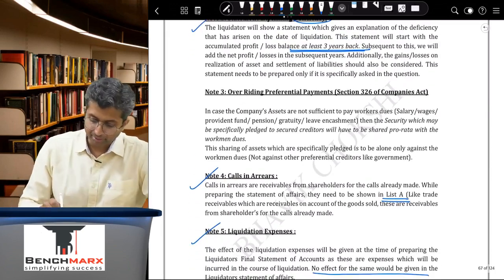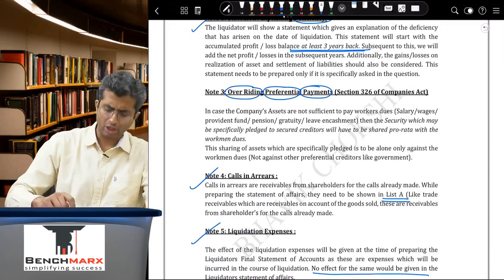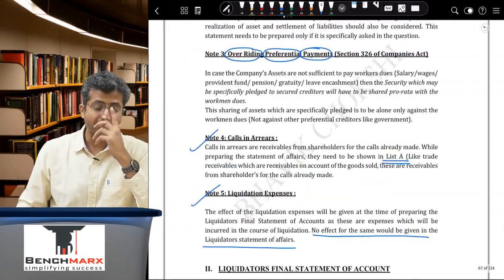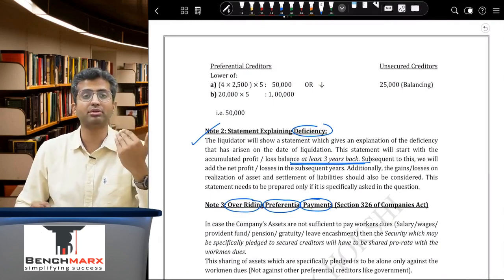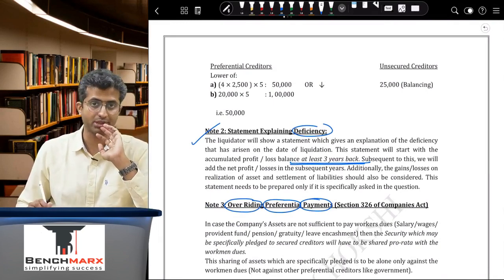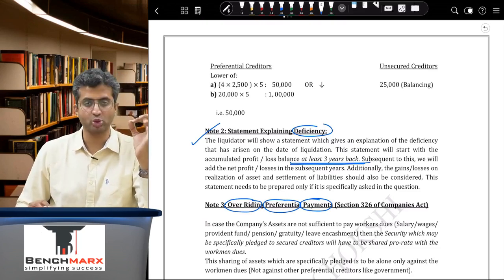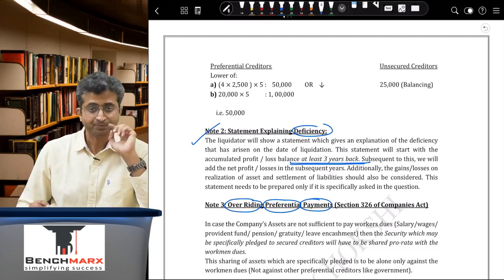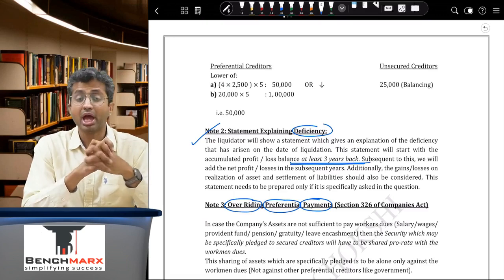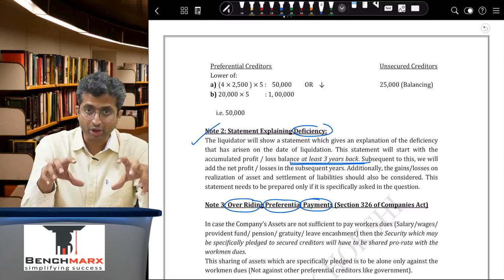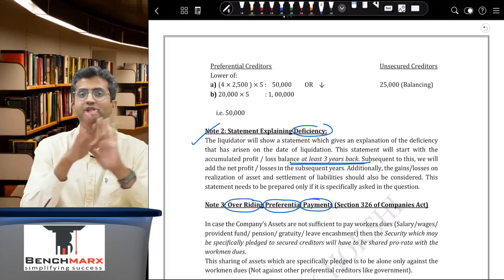Then there is something called overriding preferential payments. Now, ideally, the order of liquidation remains fixed. However, the Companies Act is particularly worried about the position of employees, and hence the Companies Act says that if there is a workman's due, and that is going unpaid because the company does not have any assets, then even the security, which is ideally only for the secured asset holders, will have to be shared with the workmen.